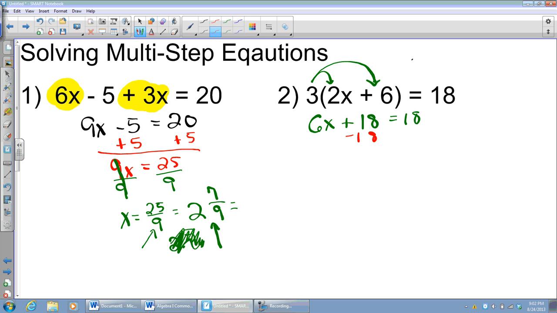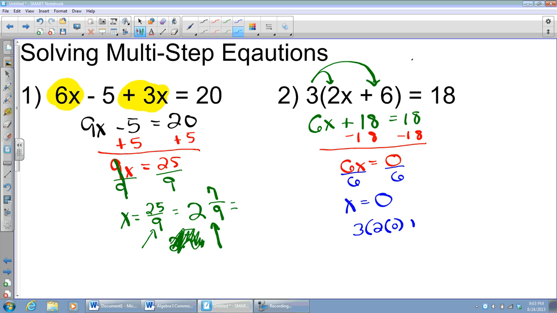I'll undo my addition. I'll get 6x equals 0. And then I'll divide by 6 on both sides. Of course, I get x on the left-hand side, and 0 divided by 6 is 0. Well, let's test it and see if it works. 3 times 2 times 0 plus 6. Well, following the order of operations, I do this first, and I get 0 plus 6. Then I get 3 times 6, which is, of course, 18, so it does check.